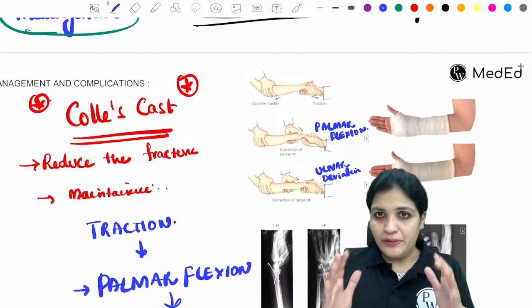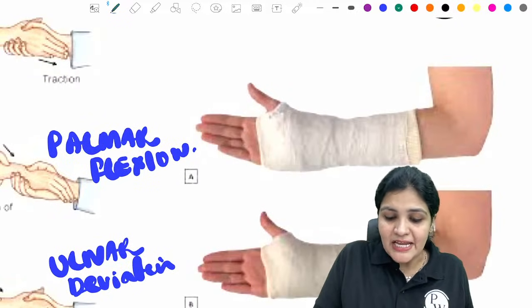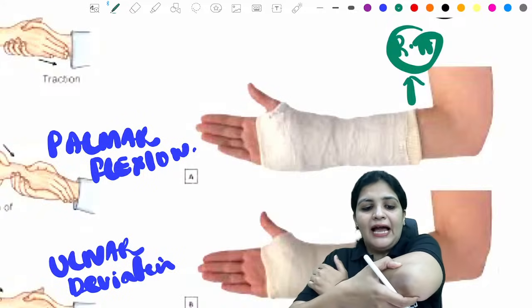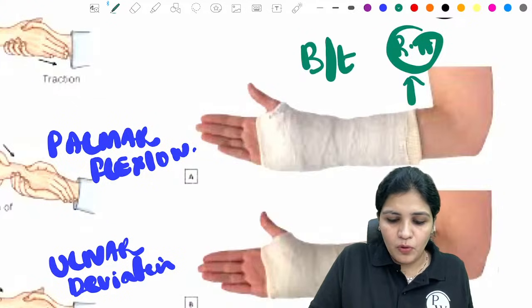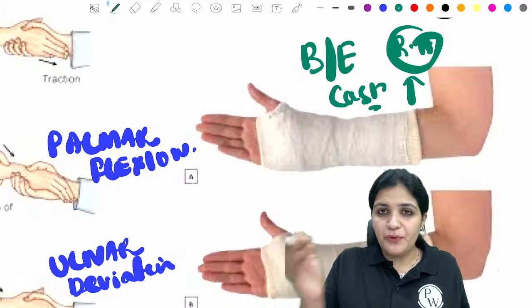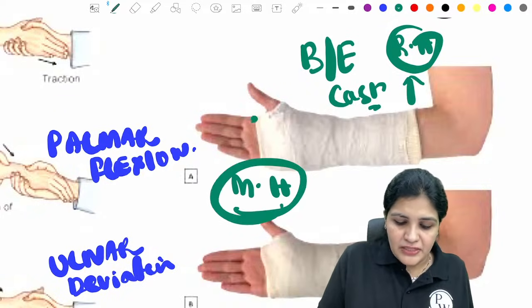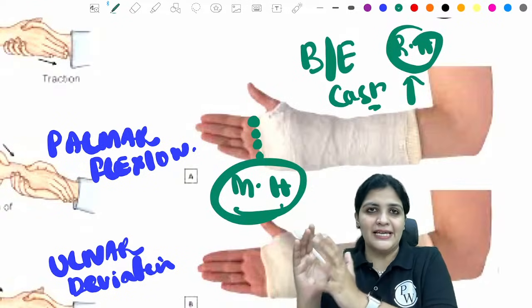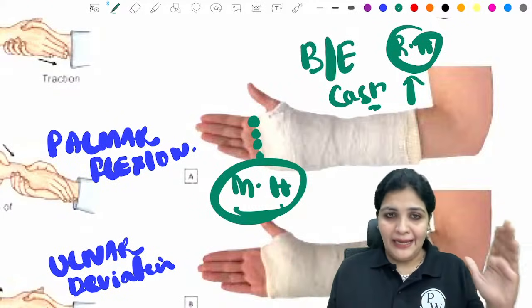If you're satisfied with the correction, you apply this particular Colles cast. So what is this Colles cast? The cast goes up to the radial head. You have to palpate the lateral epicondyle first and then come slowly downwards and feel the radial head. So this is the below elbow cast, just below the elbow, and here it is up to the metacarpal heads. So the cast extent is from the radial head, near the elbow, to the metacarpal heads, right?